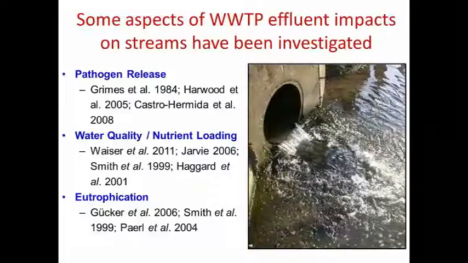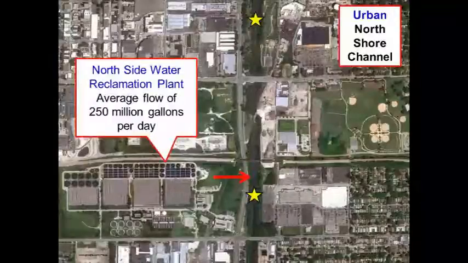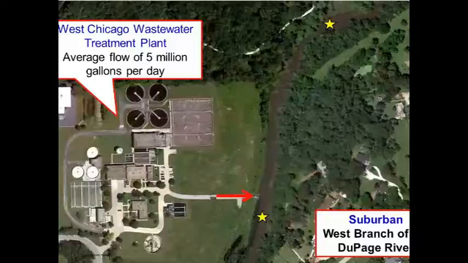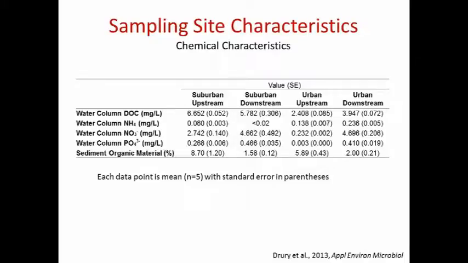But there's very few, hardly any studies I could find on what happens to the native organisms when they receive all of this effluent. And I haven't seen any studies on this that are in major metropolitan areas. So it turned out that our triclosan field study was actually ideally designed to answer that question, right? What's the impact of effluent? So we had these two sites, right? The urban site with the large treatment plant, the suburban site with the smaller treatment plant, and we had samples upstream and downstream. So we decided to look at these in the context of effluent impacts.